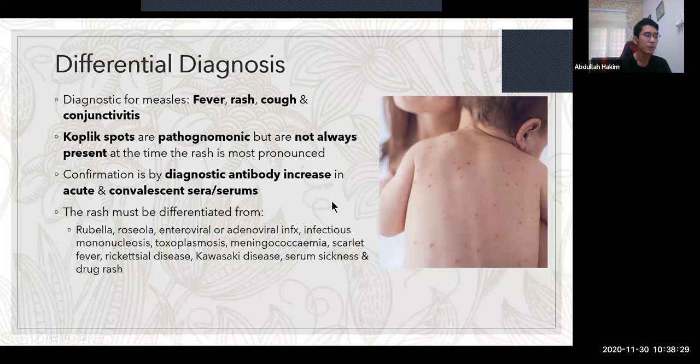And it is important to differentiate the rash from other diseases like rubella, roseola, enteroviral or adenoviral infection, infectious mononucleosis, toxoplasmosis, meningococcemia, scarlet fever, rickettsial disease, Kawasaki disease, serum sickness, and drug rash. So we need to know the characteristics of the measles rash, which have been explained before.